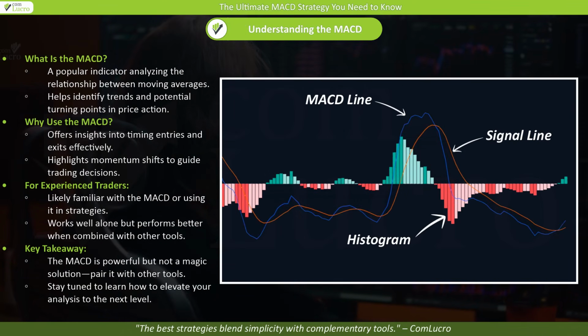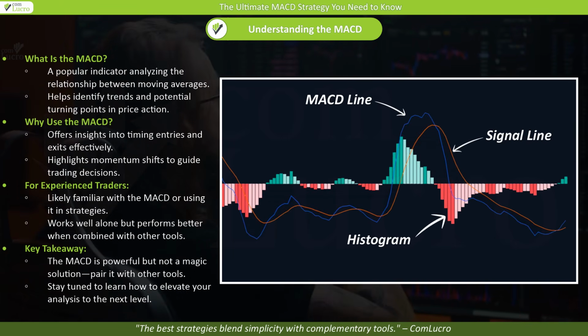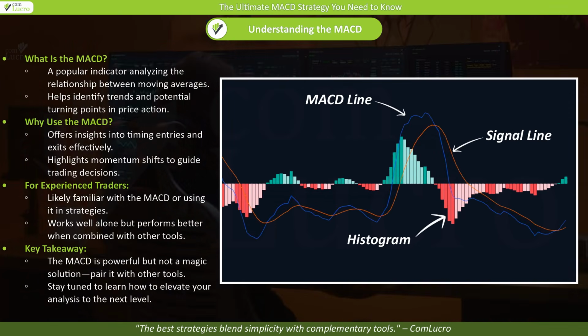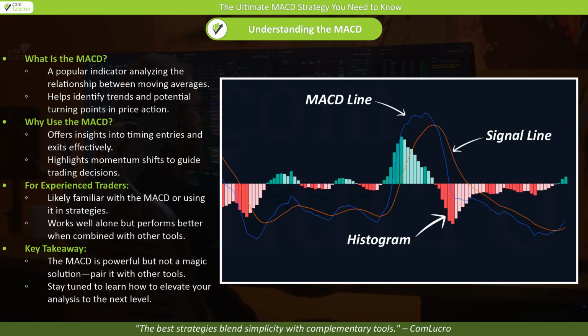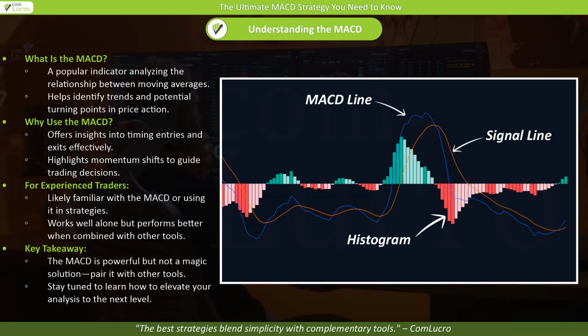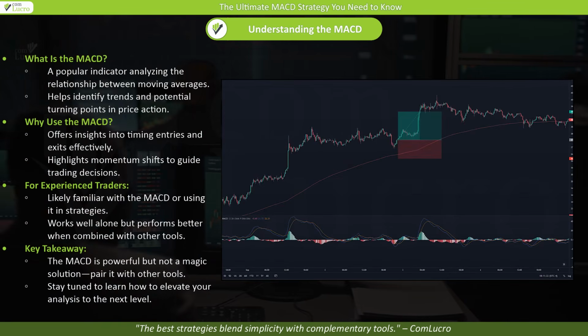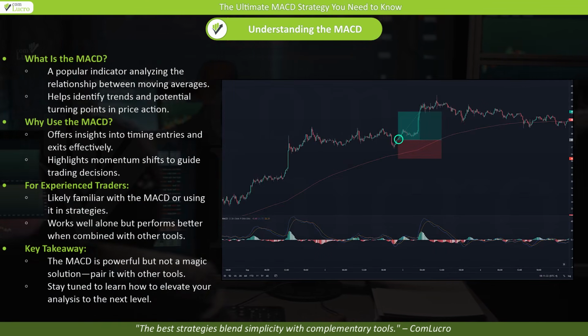Now let's start with the basics. What is the MACD? The MACD, or Moving Average Convergence Divergence, is one of the most widely used technical indicators among traders, and for good reason. At its core, the MACD helps identify trends in the market by analyzing the relationship between moving averages. It's a tool designed to highlight potential turning points in price action, giving traders an edge when it comes to timing their entries and exits.